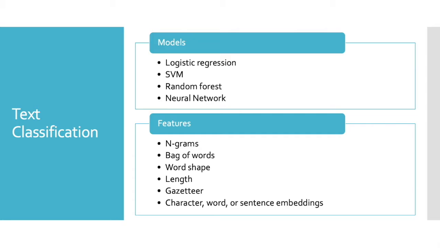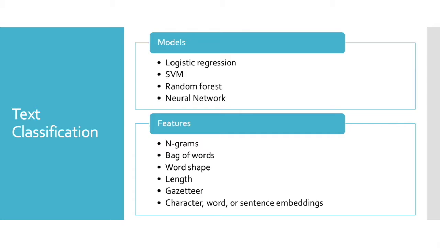Gazetteers are indices or dictionaries which contain domain-specific vocabulary and the frequency at which they occur. So a gazetteer match feature is whether or not your text appears in your gazetteer and what that frequency is, which can be a really useful feature.